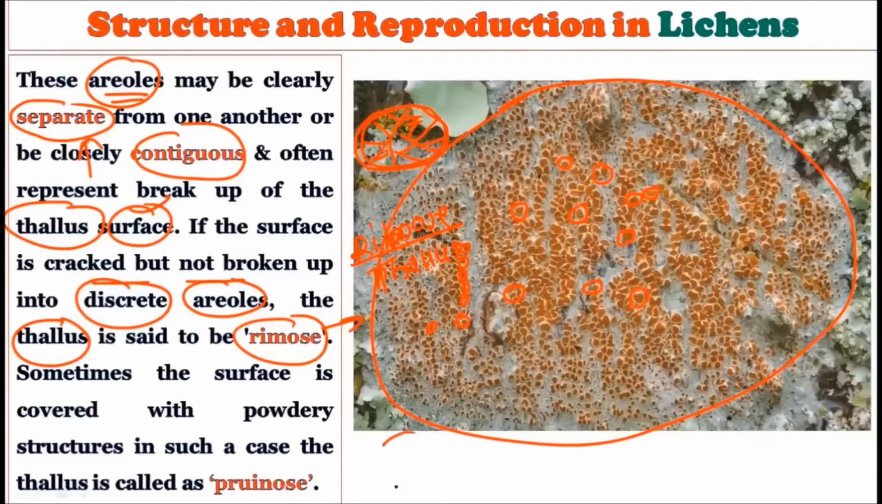It will look like this. The whole thallus is there. There are cracks, but the parts are not separated from one another. They are still connected. In such a condition, it is called the rhimose thallus.